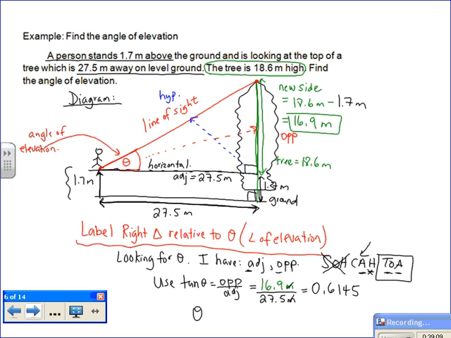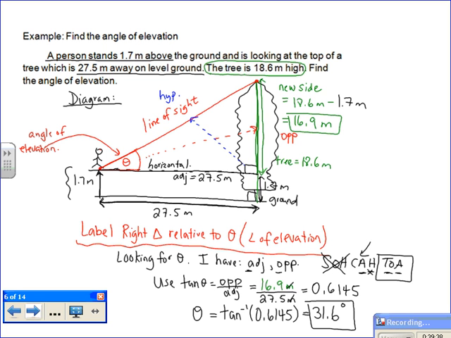I want to know what is the angle theta, so I have to take the inverse tan. Remember, every time we're looking for an angle, we take the inverse trig ratio. So it's going to be the inverse tan of 0.6145. Okay, and when I do that on my calculator, it gives me 31.6. And that answer is an angle, it's in degrees. And that is my final answer, 31.6. Great work.